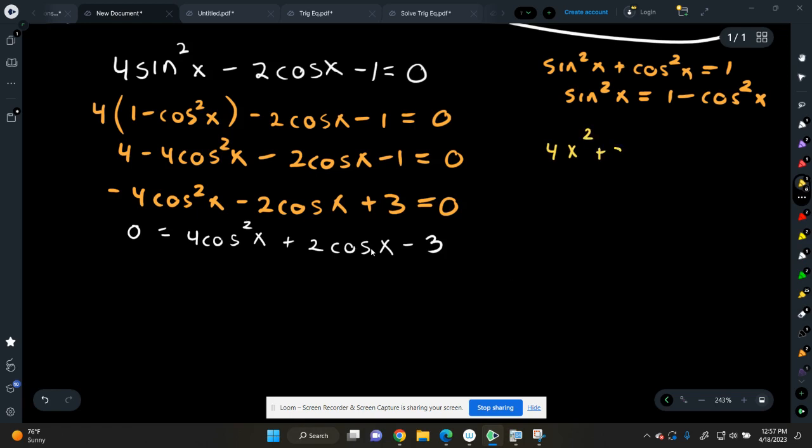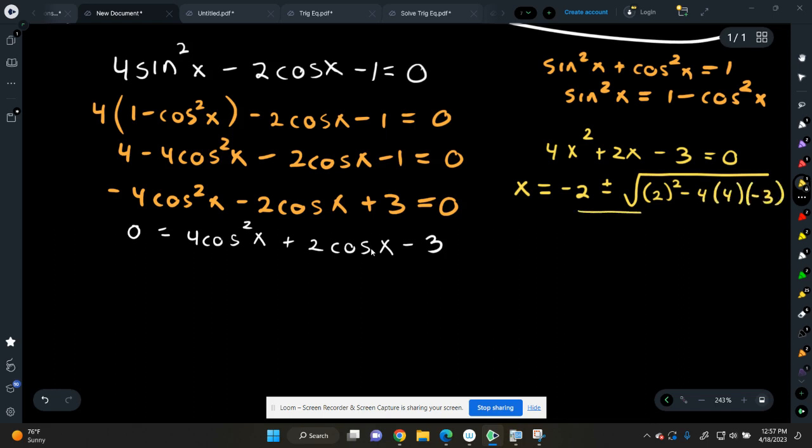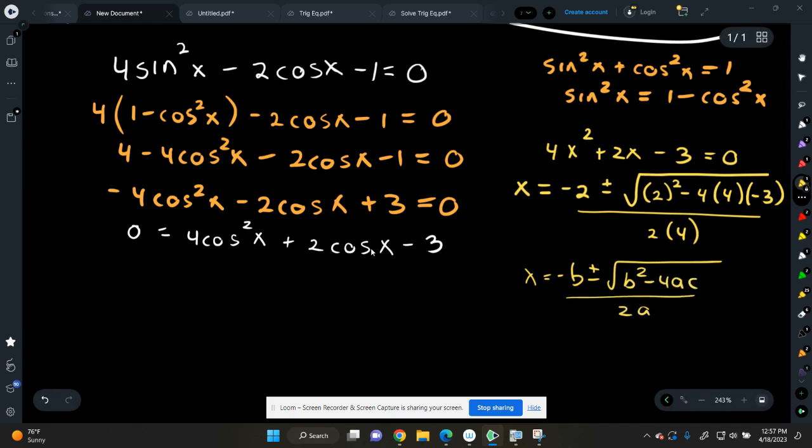Okay, so let's just work over here. 4x squared plus 2x minus 3. The quadratic formula: x is equal to negative b plus or minus the square root of b squared minus 4ac, all over 2a. Right?